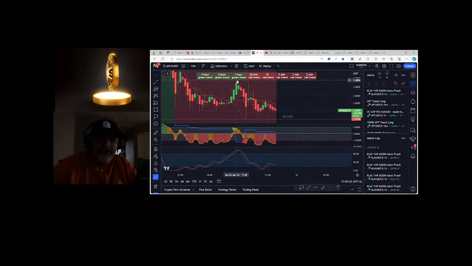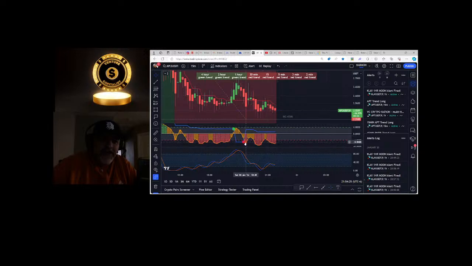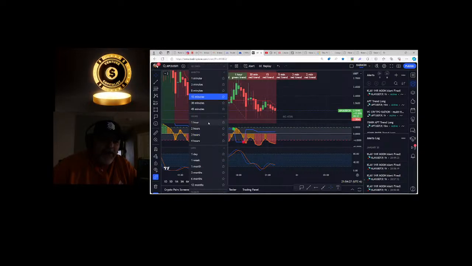So we're going to turn this into API 3 right here. We're going to do a basic check on here. We're going to start off where we're at with the moons on the 15. It's red. All right, so let's go look at our moons on the 1 hour.